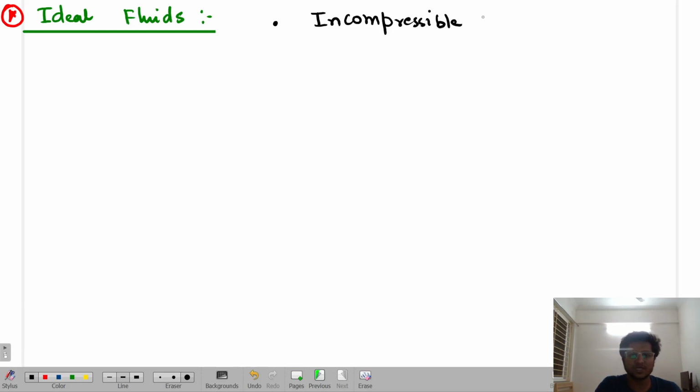So basically, what is the meaning of that? That means you can't compress the ideal fluid. If I can't compress the ideal fluid, that means what? The density of the fluid always remains constant or not? Yes. So it's a simple thing.